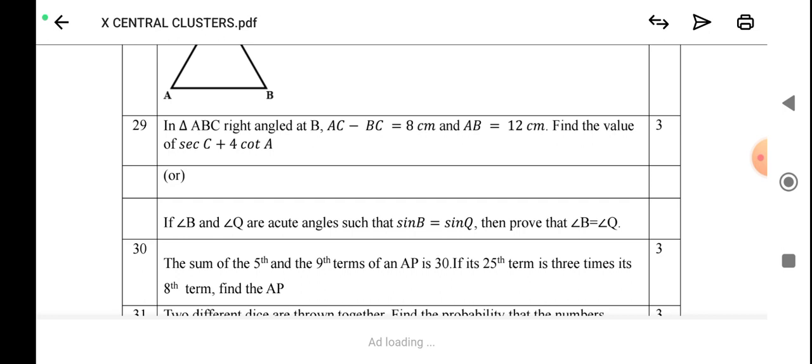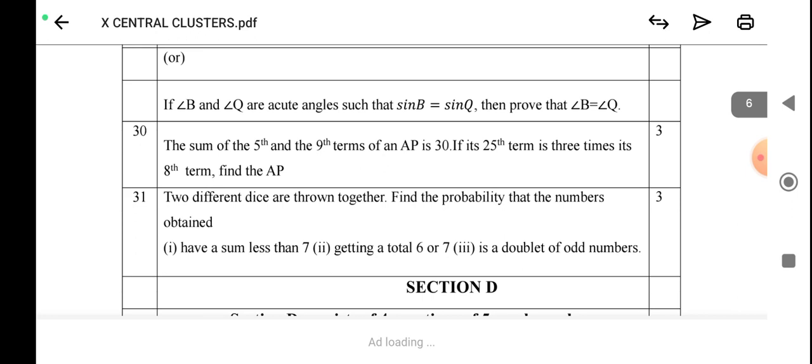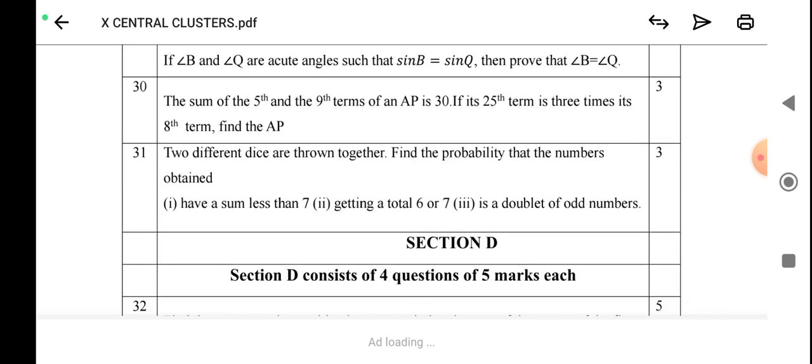After a long time I'm seeing this question. Angle B and angle Q are acute angles such that sin B equal to sin Q. Prove that angle B equal to angle Q. Is it in the book? Book question only. Even that first part also book. Usually for 3 marks, prove-that questions are like Exercise 8.4 sums only, but here they are giving Exercise 8.1. Okay, 30th question, AP. 31st question, probability.